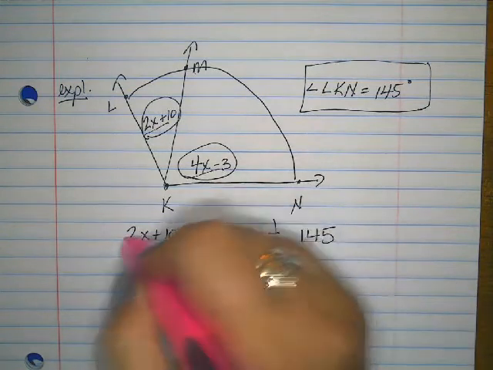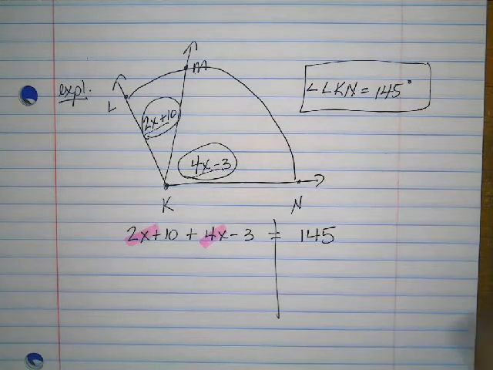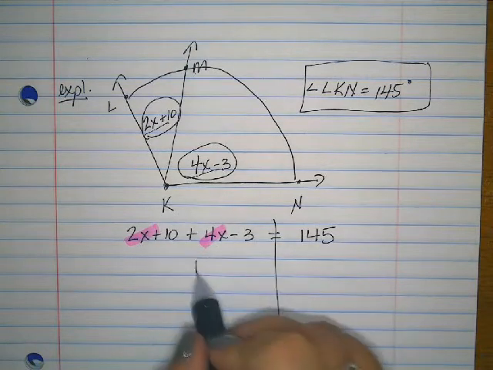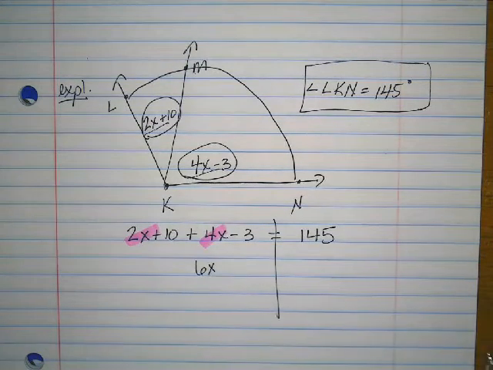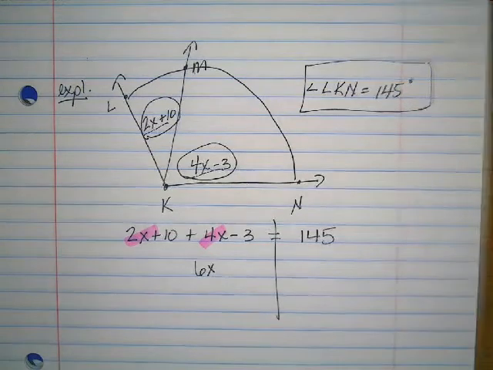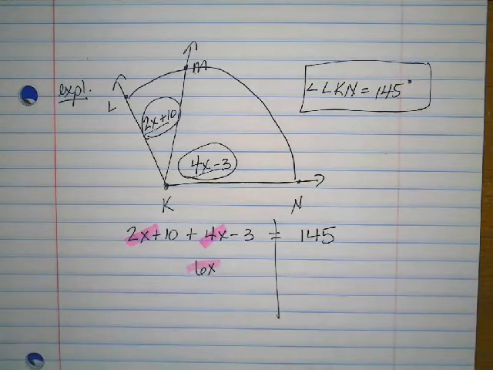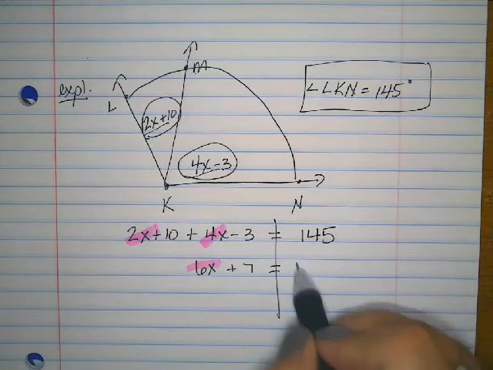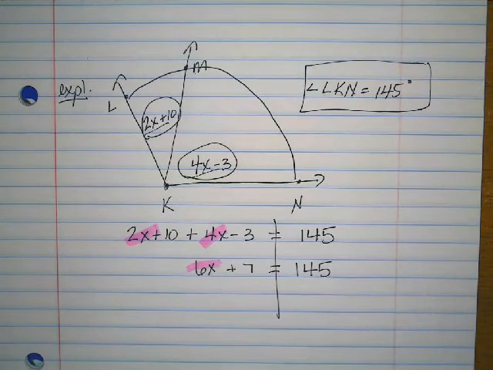So we have a little bit of algebra to do. In my algebra classes, when we combine, we go through and highlight. So I have 2x plus 4x. I'm going to combine those together and get 6x. Then for the numbers, I have 10 minus 3, which is 7. And now I can go through and solve this equation.